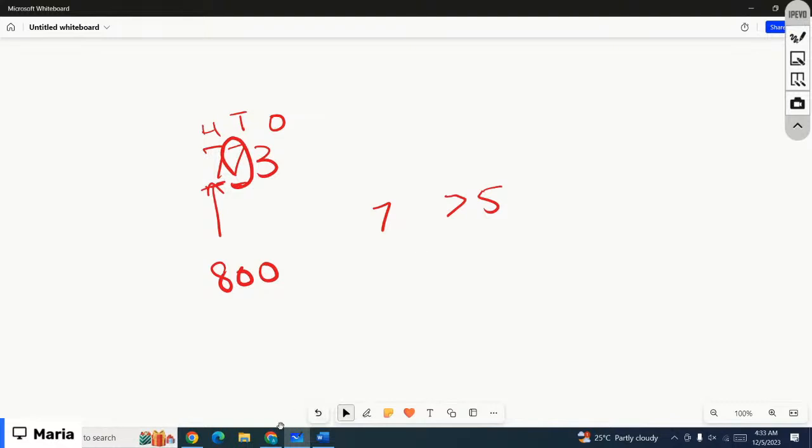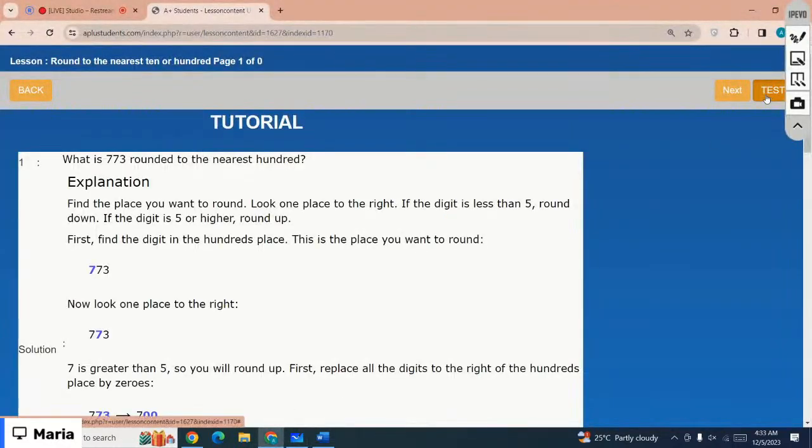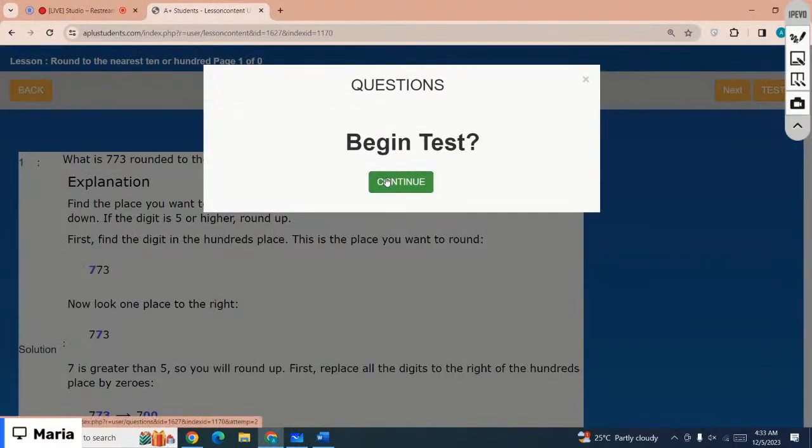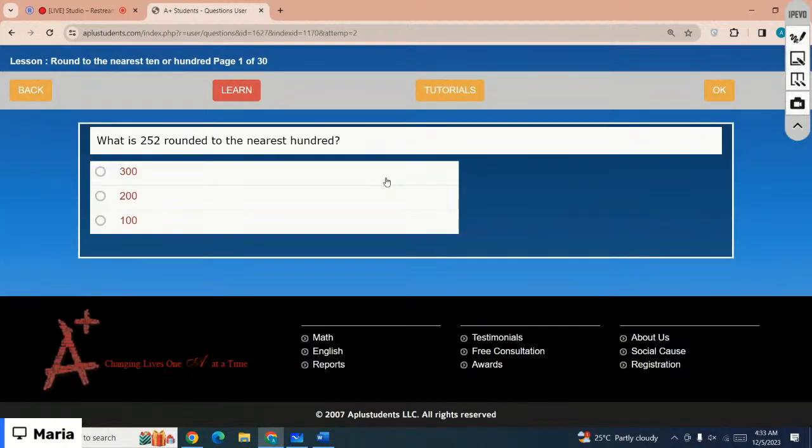Let's just start with the practice question. The concept of rounding is the same, but you have to be careful with the place value you have to round off. For example, what is 252 rounded to the nearest 100? Which is the correct option? You have to round off 252. Let's see how we round it off.